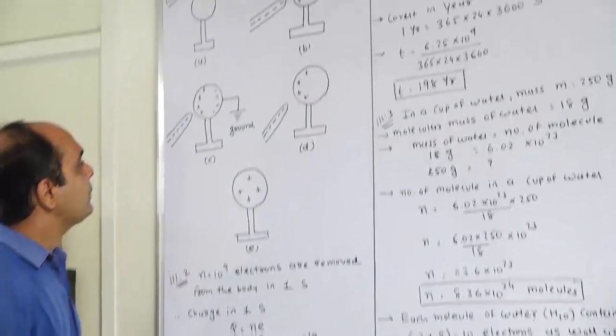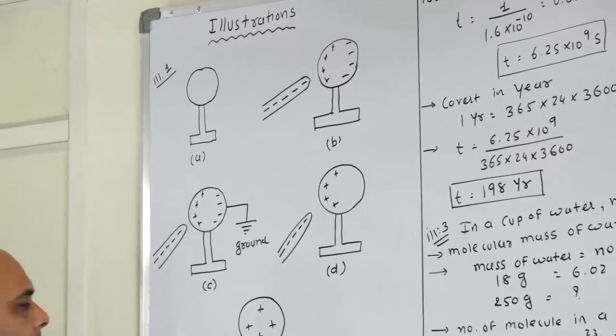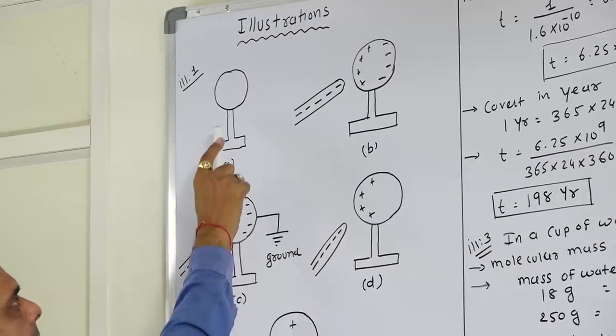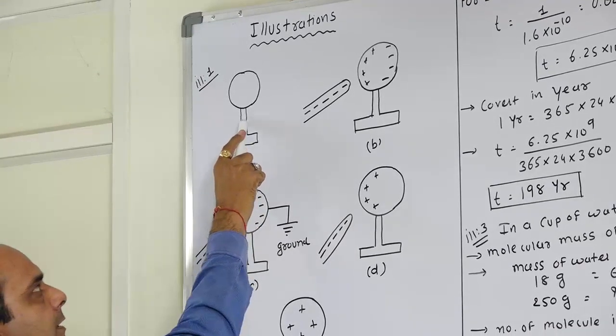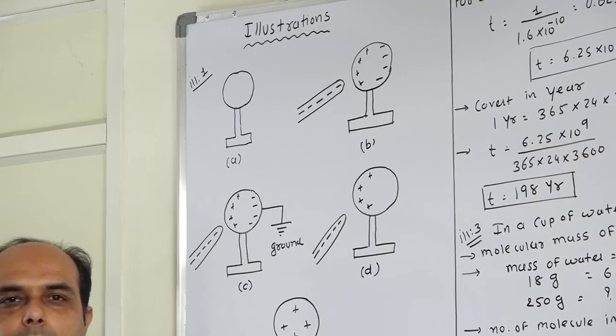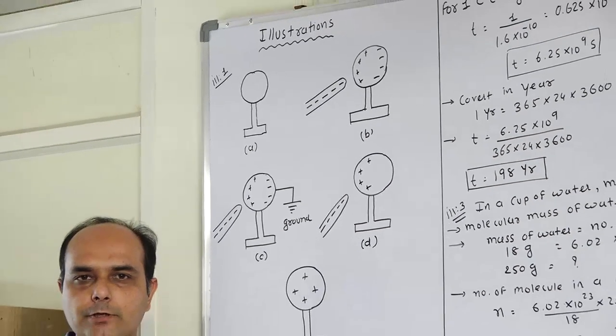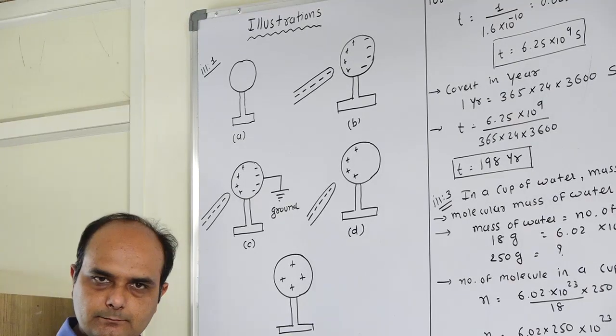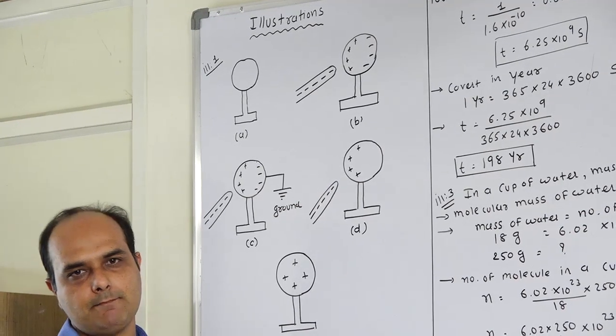For that, students, the first diagram is your A diagram. In this A diagram, our metal sphere is held on an insulating stand. This is our insulating stand, this is our metal sphere. Initially this metal sphere is electrically neutral, no charge on it. No charge means the number of positive charges and the number of negative charges are the same.